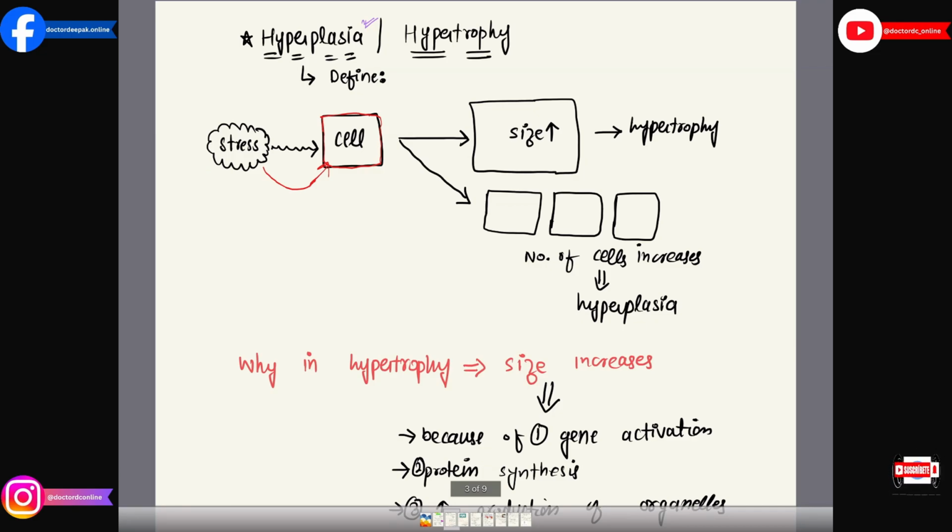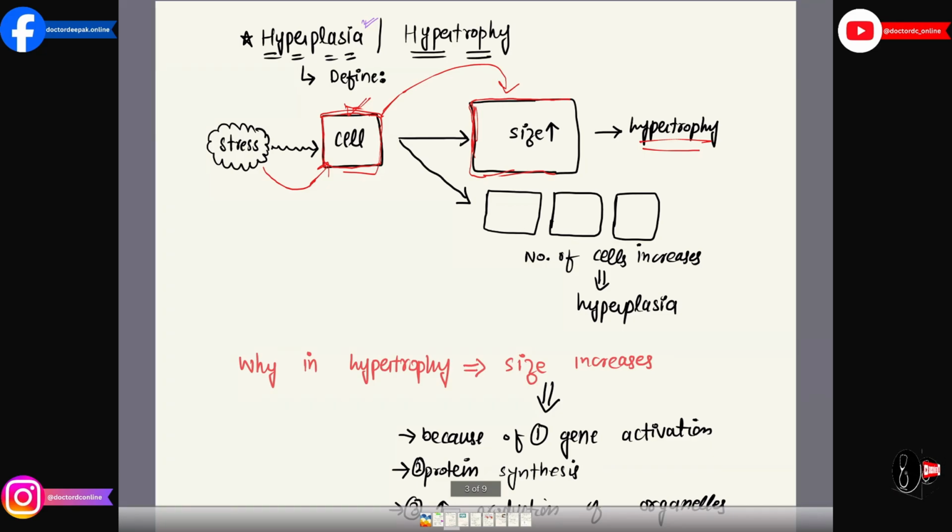Suppose you put a stress on this cell. This cell has two options. First option, it can increase its size. If you compare the size of this cell with that one, you will see the size of this cell has increased. So it is called hypertrophy. What is hypertrophy? When stress is placed on a cell, and that stress leads to an increase in organ size, that is called hypertrophy.